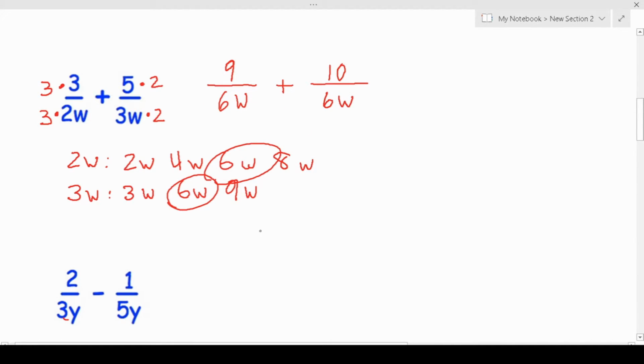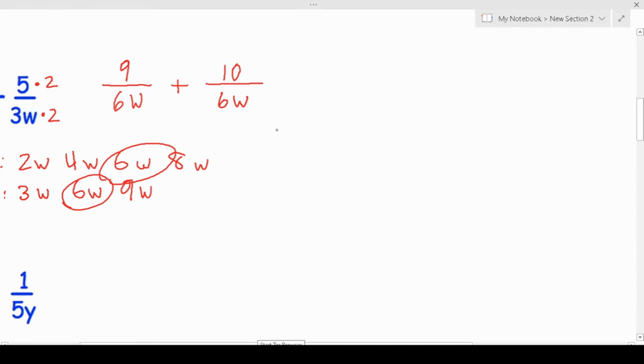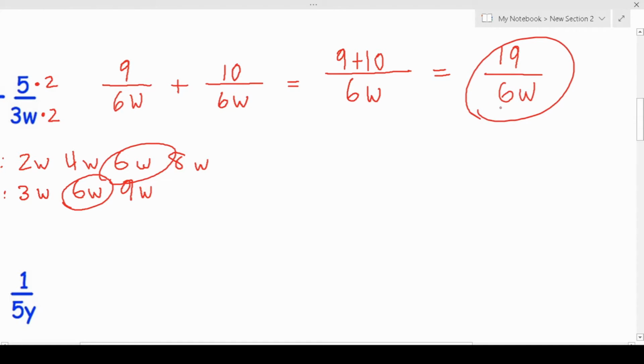Given that these now have the same denominator, all we have to do is just add them now. So this is all going to be over 6w. And this is going to become 9 plus 10. So that's going to be 19 over 6w. And we cannot reduce this any further. So that's what we're left with.